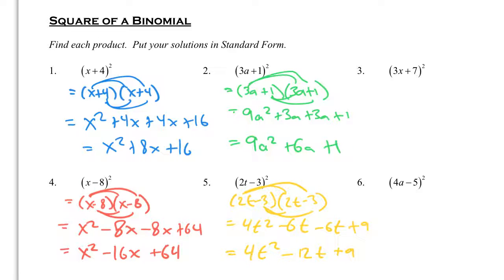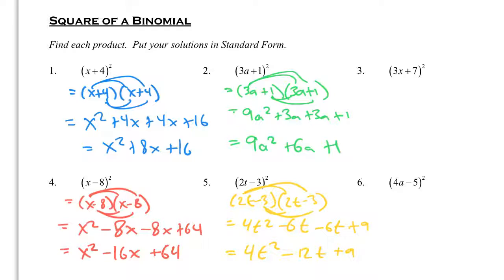In number 4, I got x squared to start, and then a negative 8 squared would be plus 64. 2t squared would be 4t squared. And then negative 3 squared is positive 9. So there's a little pattern here. The same thing's kind of happening every time. We're getting the first thing squared, 2 of the middle things multiplied together, and then the second thing squared.